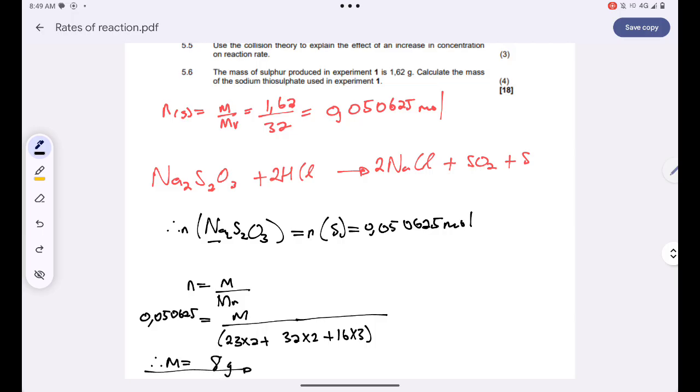So the mass of my sodium thiosulfate is basically 8 grams. That's how, guys, we're supposed to tackle that question over there.